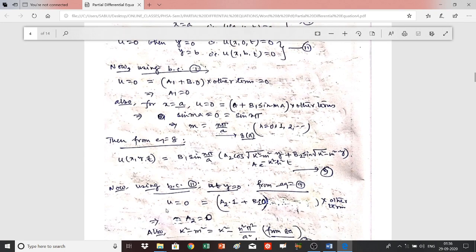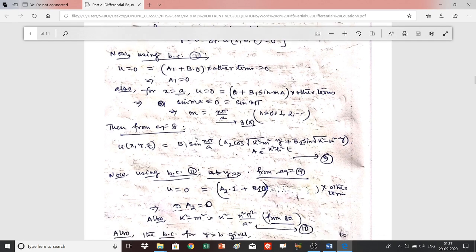So now using boundary condition number 2, that means at y equal to 0, u equal to 0. From this equation, u equal to 0 gives a2 cos of this term. If y is equal to 0, this term will give you the value 1, so a2 into 1, and this term will give you 0, so b2 into 0, and the e to the power term is also there. That would be 0. So from a2 into 1 plus b2 into 0, you can write it as 0. So from here a2 is 0.